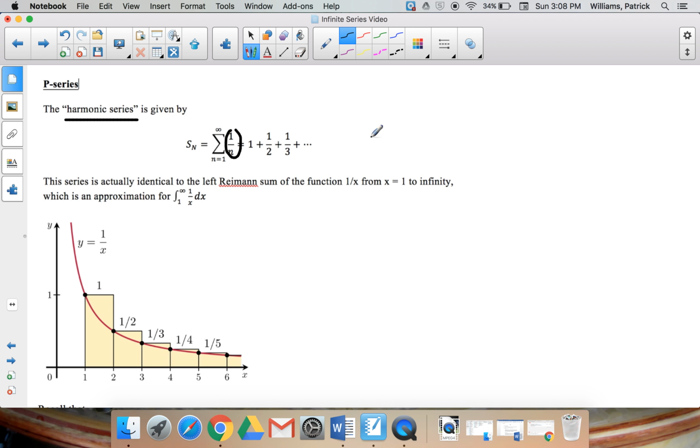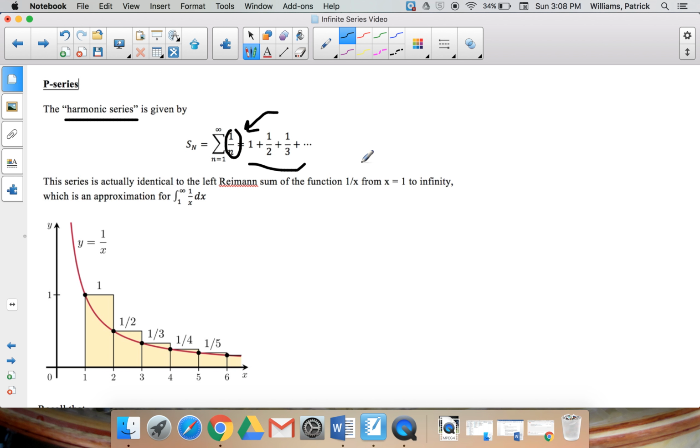So again, if we do our test for divergence with this series, if we take the limit of 1 over n as n goes to infinity, we're going to get that that's equal to 0. So remember, that basically just means that we don't know for sure whether this series is going to converge or diverge. Let's look a little bit more in depth at this series. So look at these terms right here.